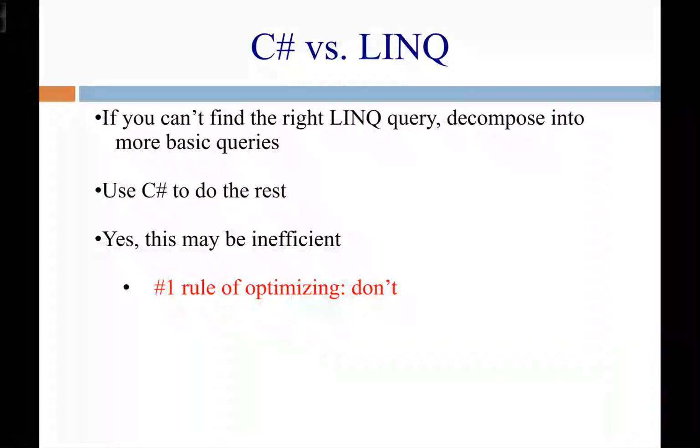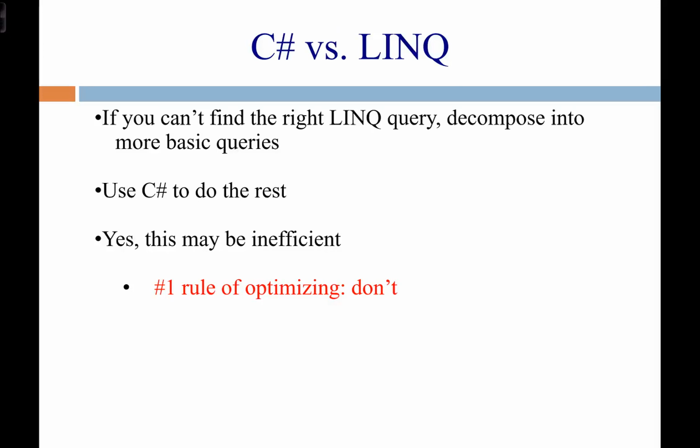Okay, so to wrap up this left join stuff, or just weird LINQ queries in general, like I said, left joins are going to be the weirdest ones. Everything else should pretty much make sense. If you can't find a good way to write the query using LINQ, just decompose it into more basic LINQ queries first, and then use C# to put everything together.